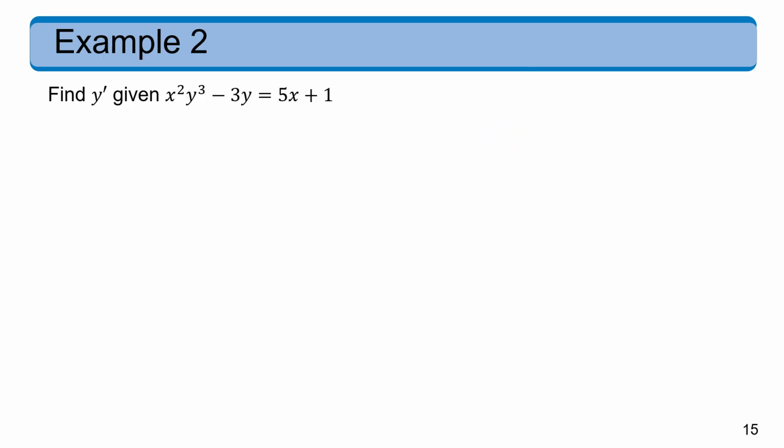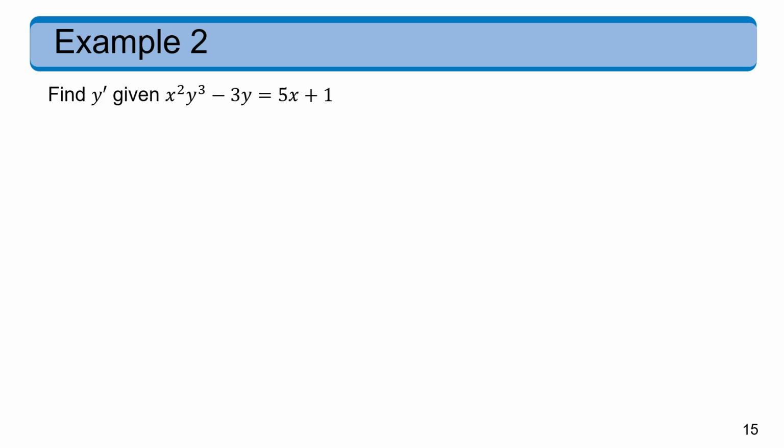Here's another example where we're given an equation and asked to find y prime. And clearly this is an implicit equation because it's not solved for y. It would also be very difficult to solve it for y because notice there's a y cubed in one term and there's a y in another term. So rather than even attempting to solve this for y, we're just going to use implicit differentiation.